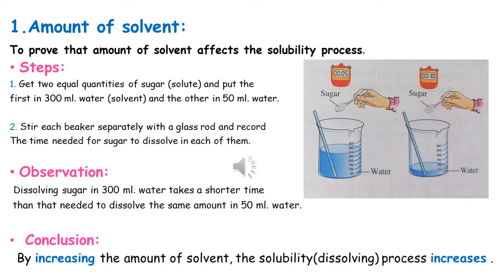Amount of solvent. To prove that the amount of solvent affects the solubility process, we will get two equal amounts of sugar as a solute and put the first in 300 ml of water as a solvent and the other in 50 ml of water. Then we will stir each beaker separately with a glass rod and record the time needed for the sugar to dissolve in each of them. We will observe that dissolving sugar in 300 ml of water takes a shorter time than that needed to dissolve the same amount in 50 ml of water. Conclusion: we conclude that by increasing the amount of solvent, the solubility process increases.